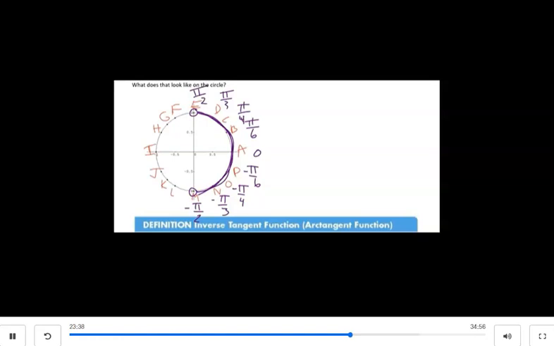Now those are the main ones for the inverse tangent and inverse sine. But inverse cosine went from 0 to pi.